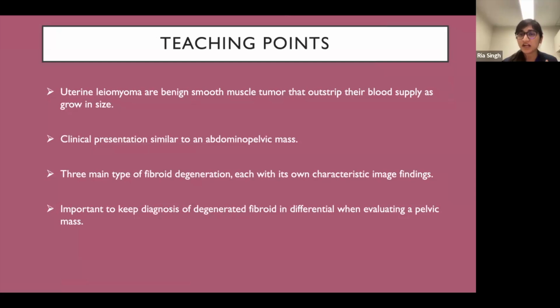smooth muscle tumor that outstrips its blood supply as it grows in size. Second, their clinical presentation can be similar to any abdominal pelvic mass. Third, there are three types of fibroid degeneration and each has its own characteristic imaging findings. And lastly, even though the degeneration of a uterine leiomyoma is a rare phenomenon, it is important to keep it in the differential diagnosis, especially when evaluating a pelvic mass, as it can be very helpful for the surgeon and gynecologist as they are planning their procedures. In the case of our patient, no intra or post-op complications were found or observed.